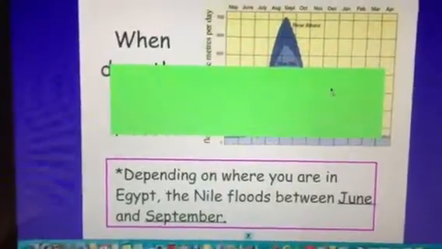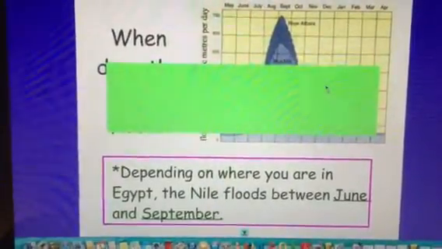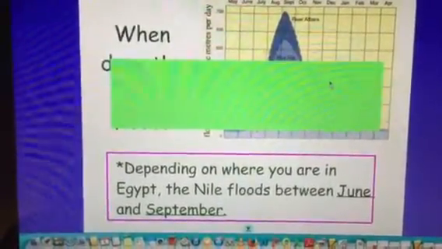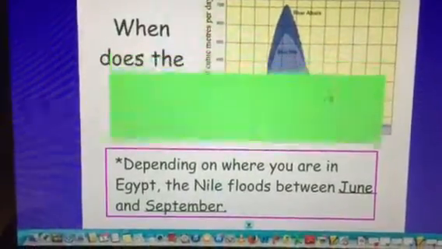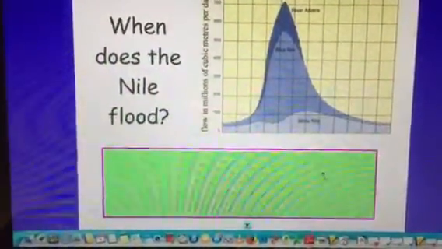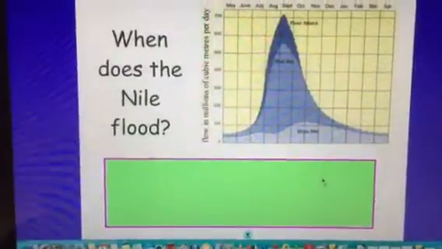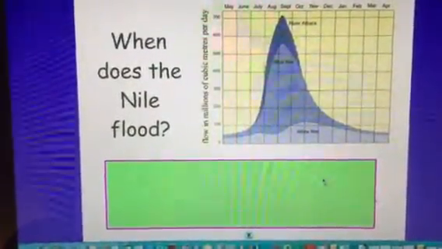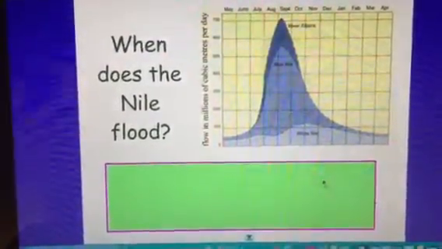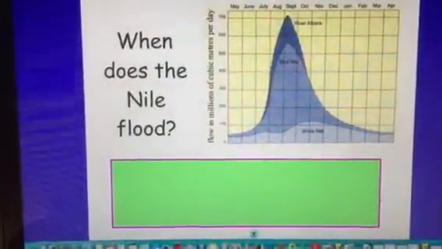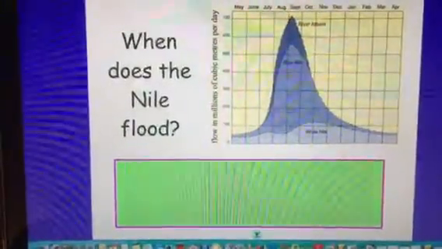Okay, so depending on where you are in Egypt, the Nile floods between June and September. If you live closer to the mountains, which is further south in Egypt, it's going to flood in June. If you live further downstream, all the way in the north near the delta, it's going to flood in September.